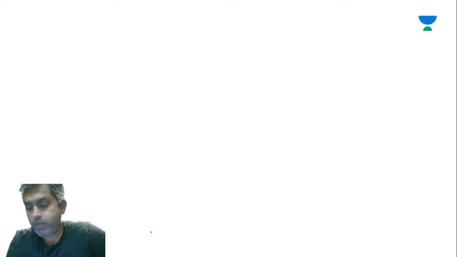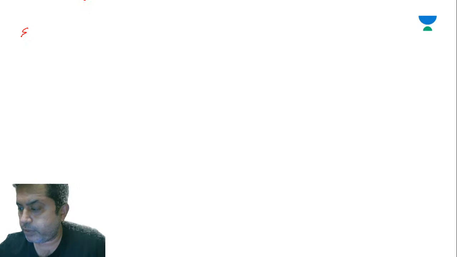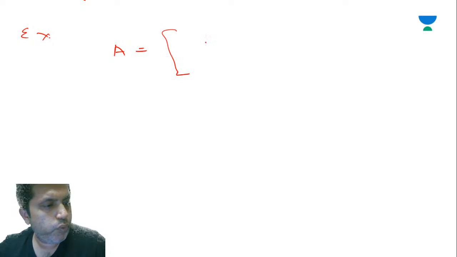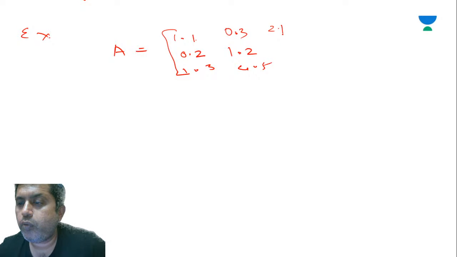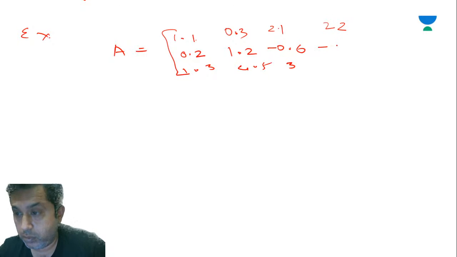Okay, let us do another example. A is equal to 1.1, 0.2, 1.3, 0.3, 1.2, 4.5, 2.1, minus 0.6, 22, minus 1.0, 3.19.